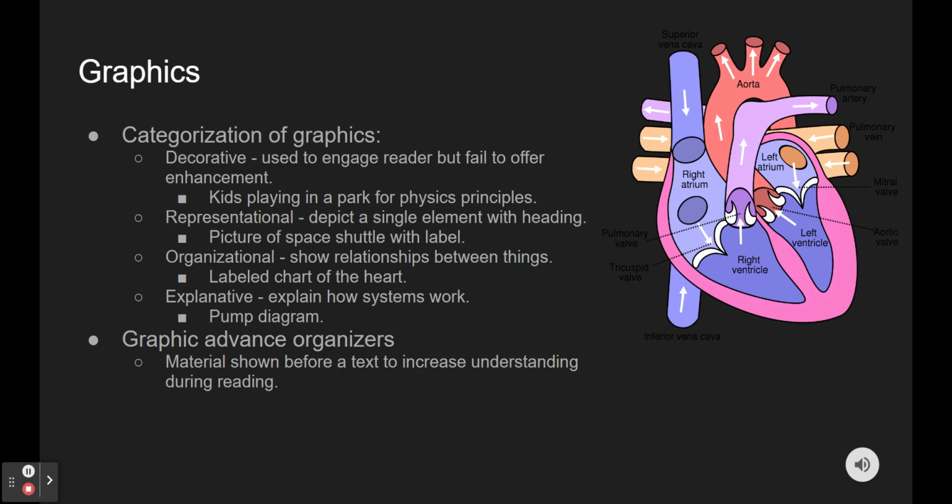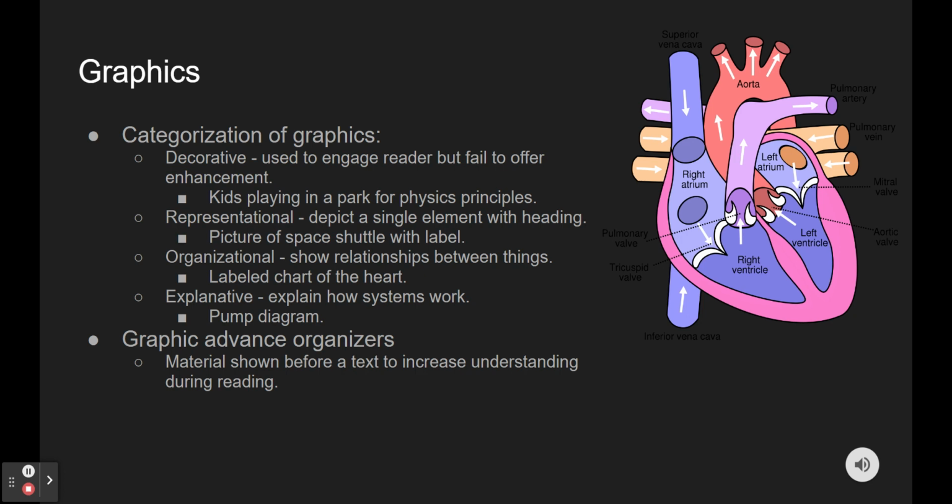Organizational graphics show the relationships between things. An example of this would be a labeled chart of the heart. Explanative graphics explain how systems work. A good example of this would be a pump diagram for how air enters and exits a bicycle pump.